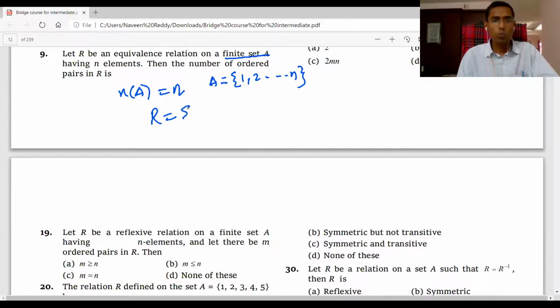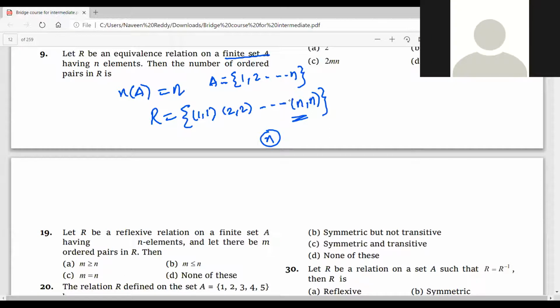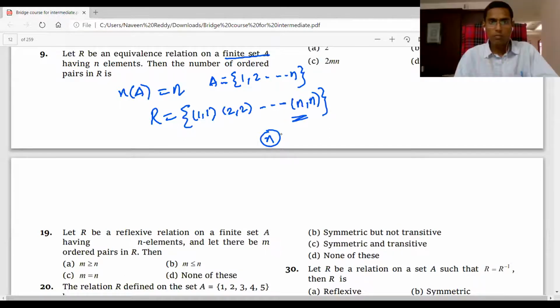R, at minimum, we must have (1,1), (2,2), (3,3), and so on up to (n,n). The minimum number of elements we must have is n. If more than n, then greater than or equal to n. Very good, correct. Greater than or equal to n. The minimum number of elements is n.